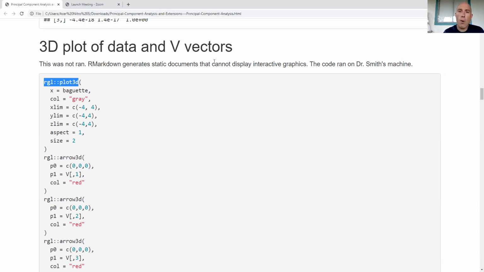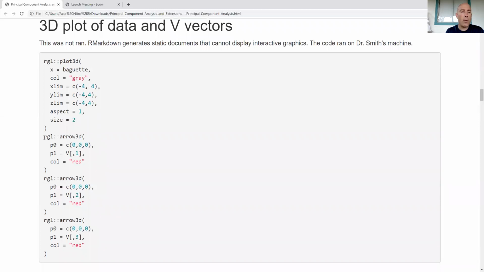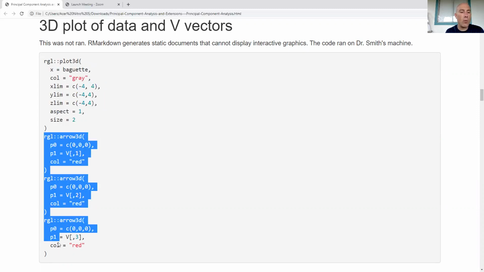Now, R Markdown generates static documents, so I can't put an interactive figure on there for you. So I just didn't do it. The code runs. It worked on my machine. It was beautiful. This part of the code plots the points. This part of the code puts arrows in the direction of our loading vectors.